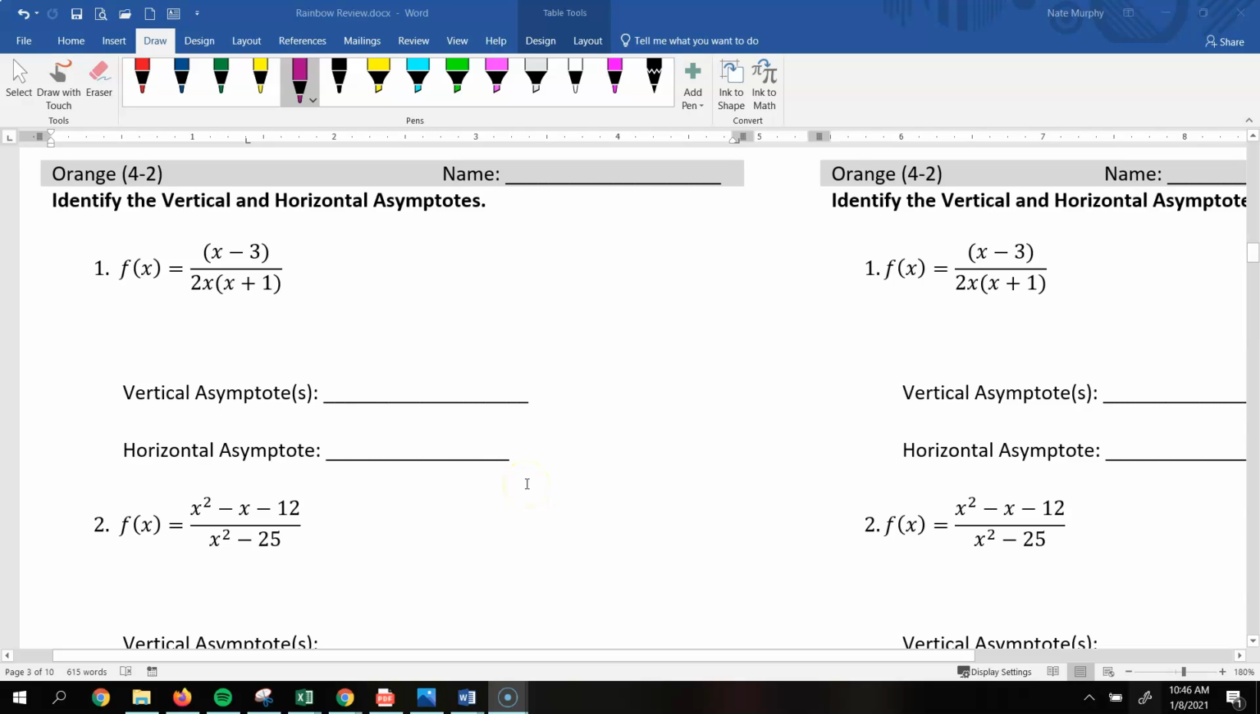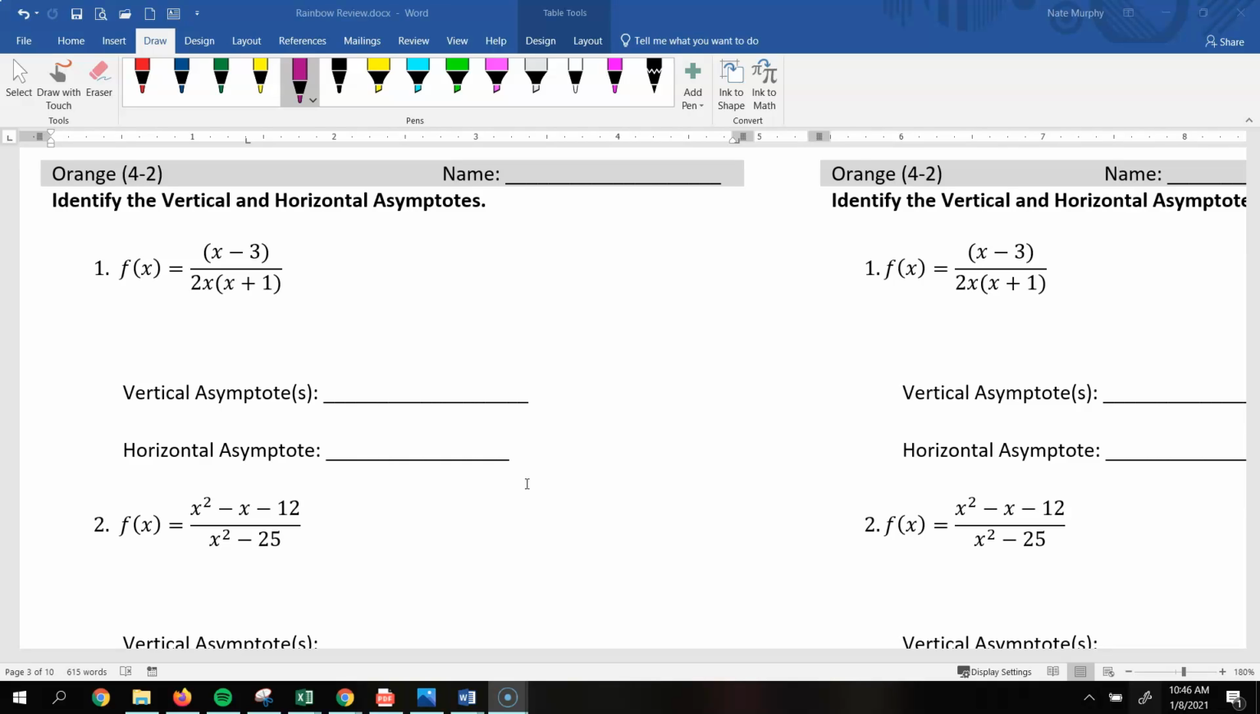All right, so in this video, we're going to look at the orange section of your rainbow review. Starting with number 1, just to review with horizontal and vertical asymptotes. Remember, the vertical asymptotes, that's what we get from our denominator. We get that from the factored form of our denominator.